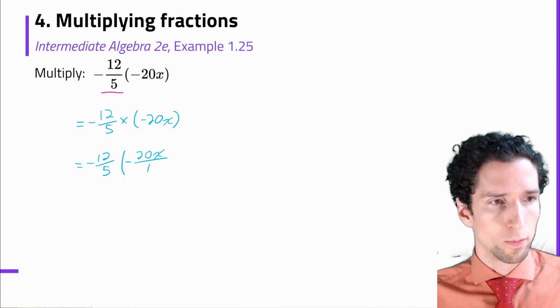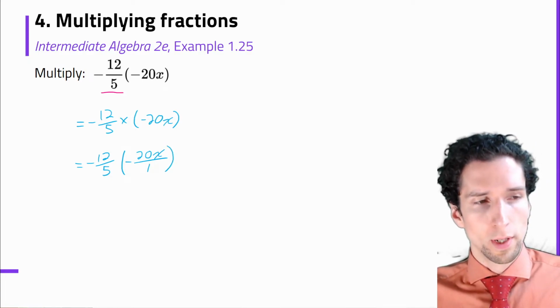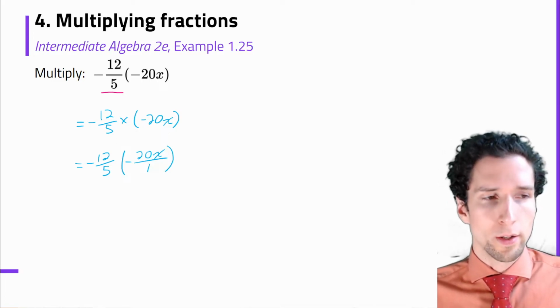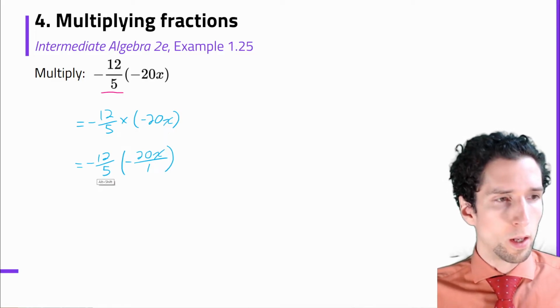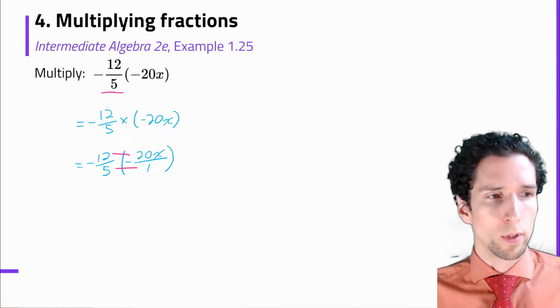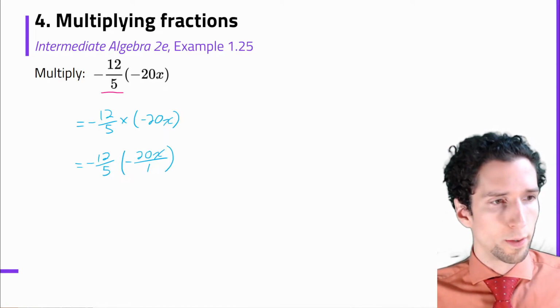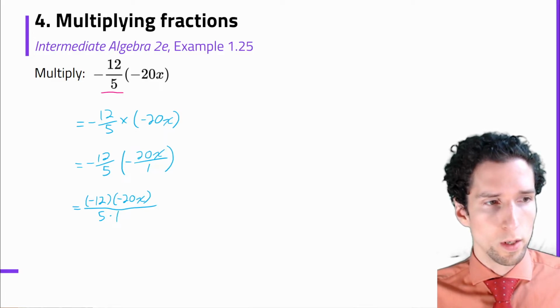20x over 1, like this. So if you see it like this, then maybe it's a little easier to think about. You multiply the two top numbers together and multiply the two bottom numbers together, and that will give you your results. So here I'll just rewrite this as an extra step. Negative 12 times negative 20x, and on the bottom, 5 times 1.